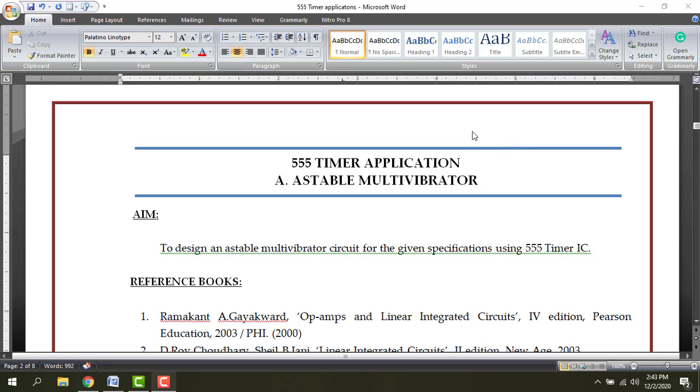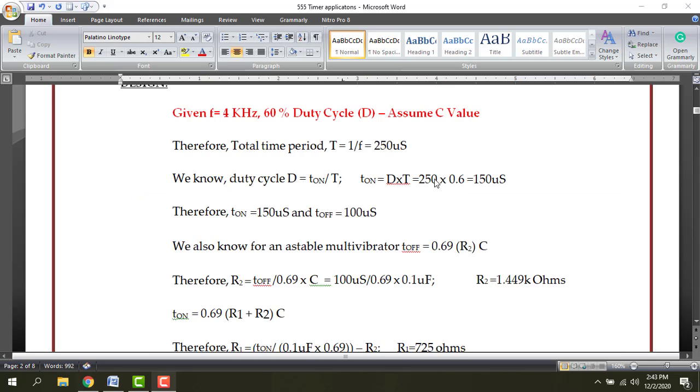So in this video we are going to see the applications of 555 timer. The 555 timer has two applications. Astable multivibrator produces a square waveform, and the second application is monostable multivibrator, which produces a time delay. We are going to see the applications of the timer with its design and implementation part. First we are going to see the astable multivibrator.